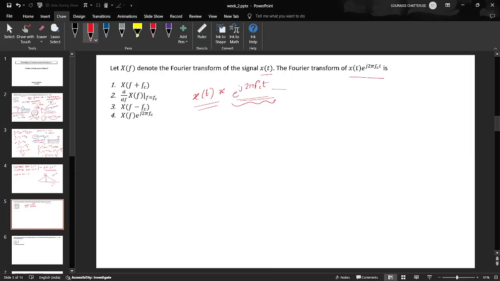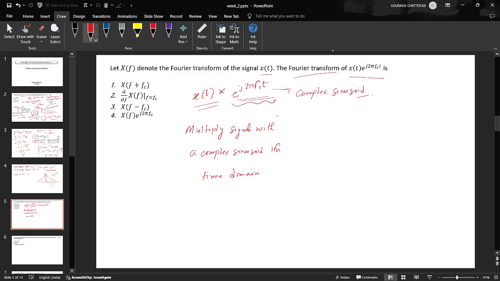Okay, this one is nothing but a complex sinusoid. So basically what you are doing, you are multiplying a signal with a complex sinusoid in time domain. So when you talk about Fourier transform, it's inevitably in frequency domain we are talking about.